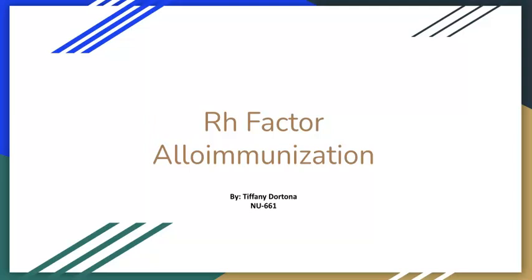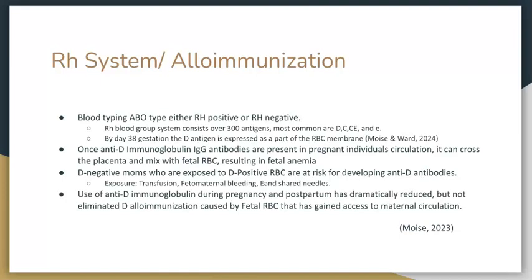This week I'll be covering Rh factor alloimmunization. So our blood typing system, the ABO system, has either Rh positive or Rh negative antigens which are attached to the red blood cell. And this Rh blood group system consists of over 300 antigens. The more common are D, C, CE, and E.